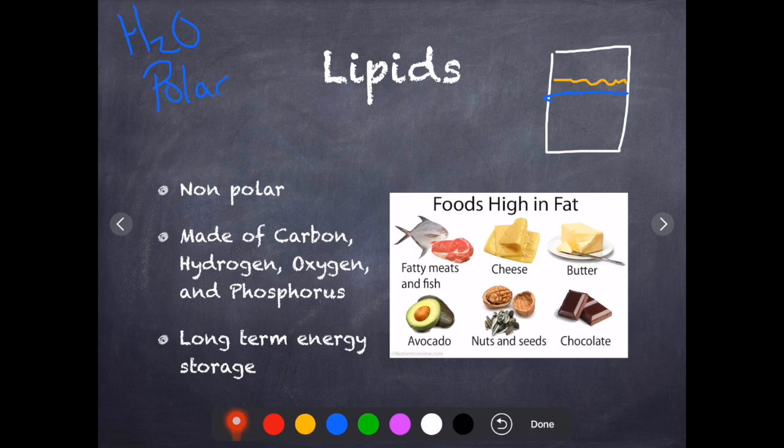Now, lipids are made of carbon, hydrogen, oxygen, and phosphorus. The difference here is that lipids are used for long-term energy storage. If you think about it, what happens when you get fat? You get a belly. That belly is the accumulation of lipids. And why is that there? You ate too many calories. Those calories are now being stored in case you need long-term energy. Once you use all your carbohydrates, that's when you shift to using the lipids.